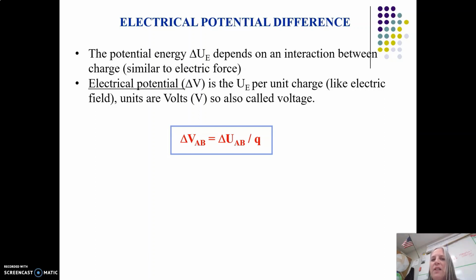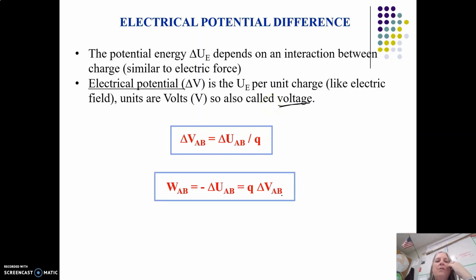The electric field was the force per unit charge. By the way, the units of electric potential are the volts, so we frequently also call it voltage. That means that work would equal the negative electric potential energy, which, if we rearrange this, is QΔV. This is an equation we use quite a bit: the work is equal to Q times the change in electric potential, because it's a difference.